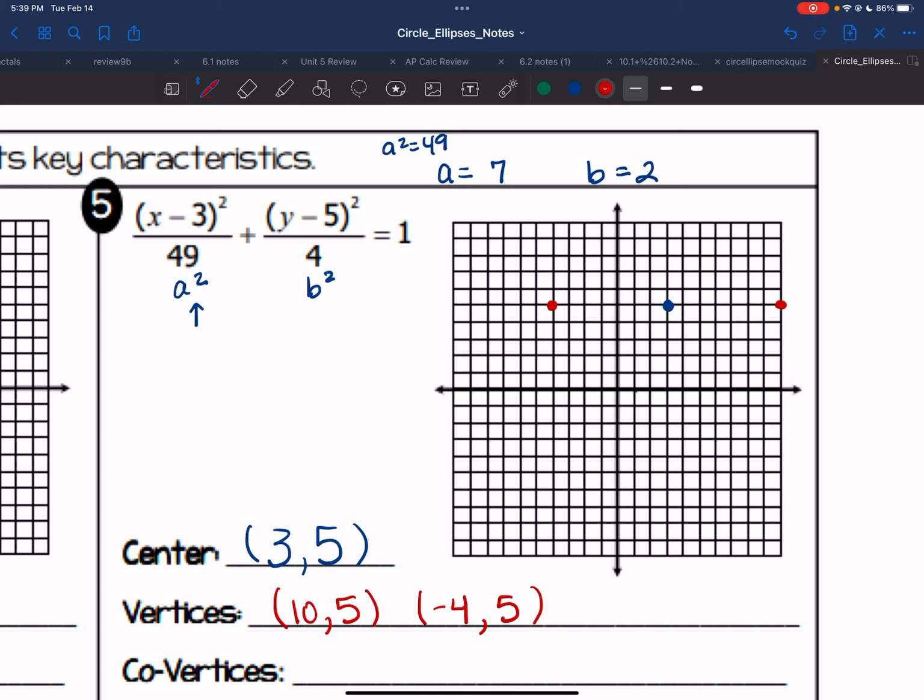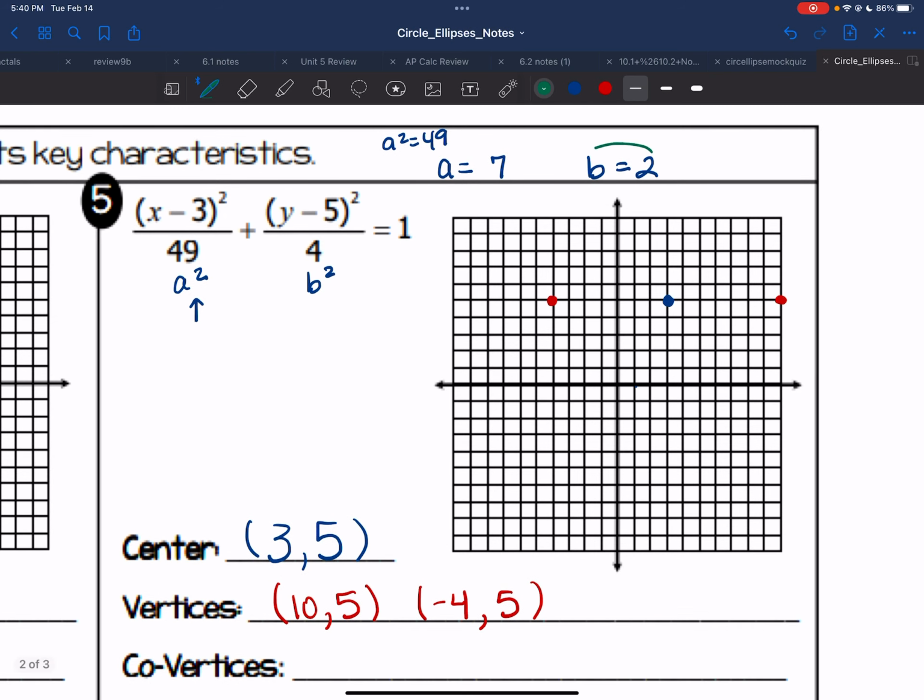Now I'm going to count out my co-vertices. Those are based on b. So I go from my center and count down 2, and then count up 2, and those are going to be my co-vertices. Let's map those coordinates out. The first co-vertex is 3, 3, and the second co-vertex is 3, 7.